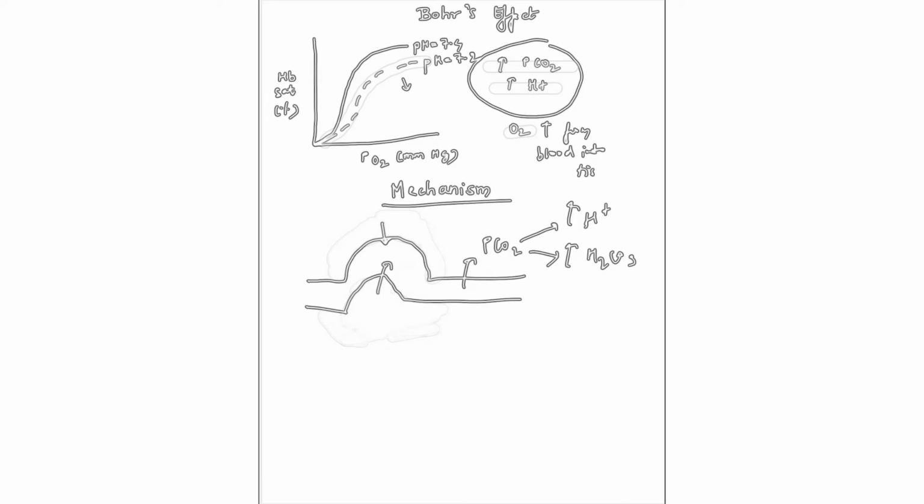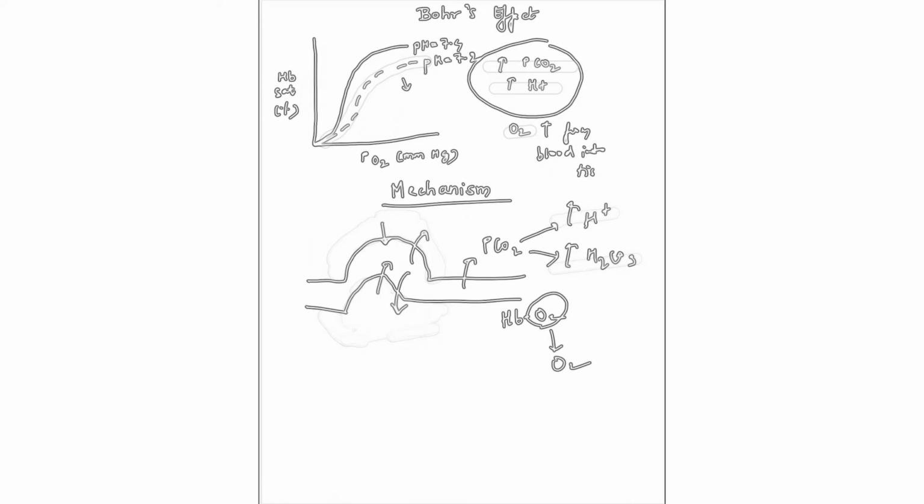Because of these two things, increased H plus and increased H2CO3, there occurs a change on the oxygen. Oxygen which was bound to the hemoglobin now gets released. And that is why more amount of oxygen released from the hemoglobin is now available for the tissues.